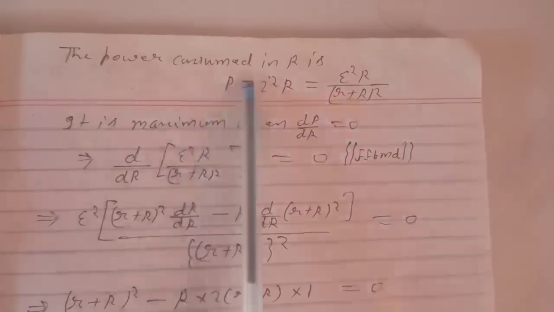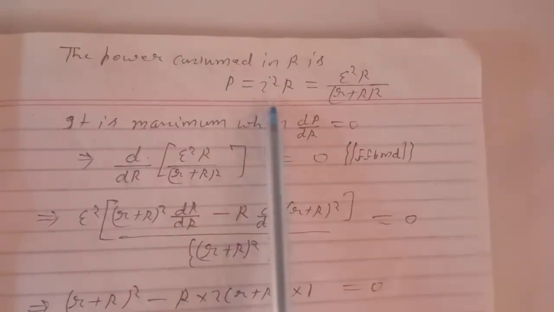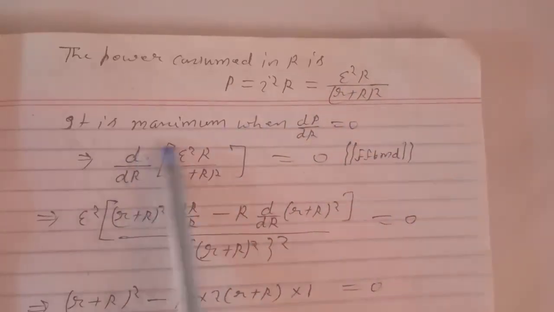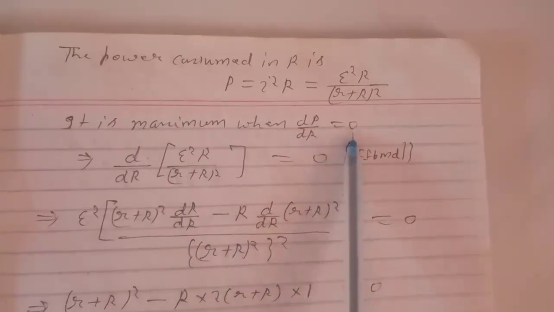Now the power consumed in R is P equal to I squared R, or equals E squared R divided by (R plus r) whole squared. It is maximum when dP by dR equals 0.